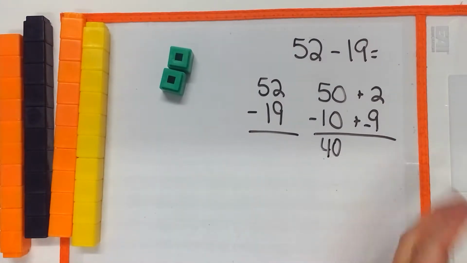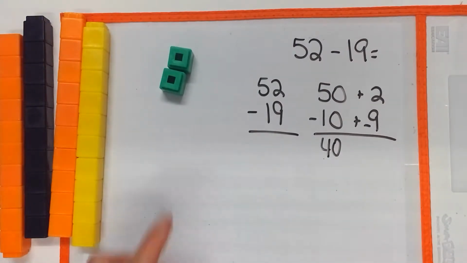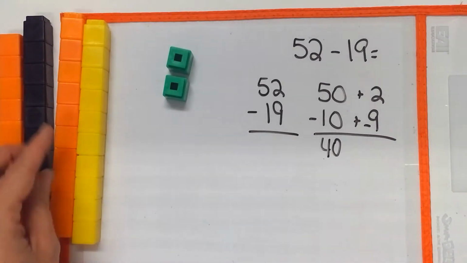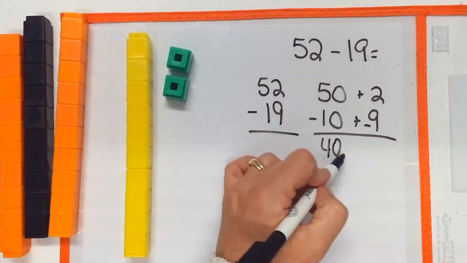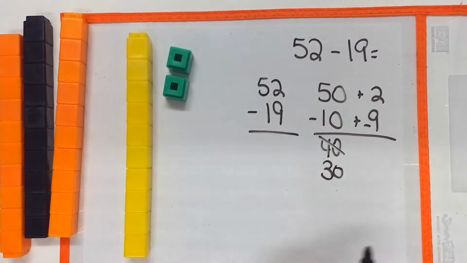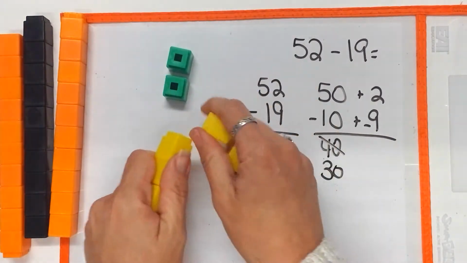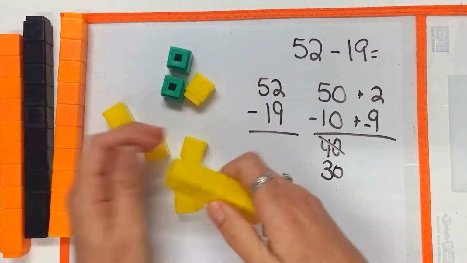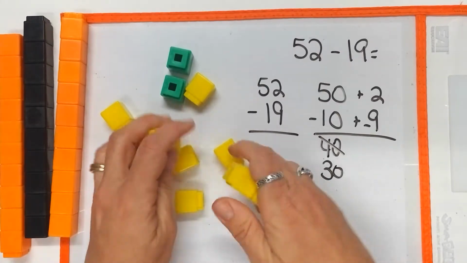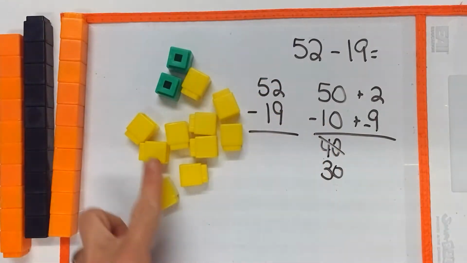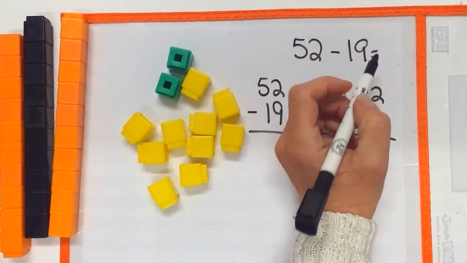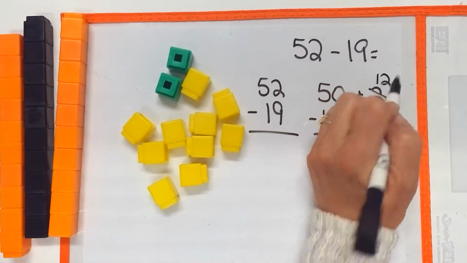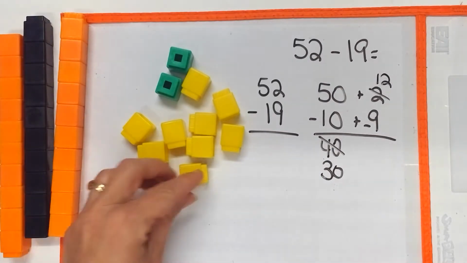Now I'm going to move to my ones, and I need to take away the ones that I have, but I have 2 and I need to take away 9. So this is where we're going to model for the students that I'm going to take this and break it apart. So I have 40, and now I'm going to take away another 10, and I'm going to break this apart into my ones. And now I don't have 10 anymore, and I don't have just 2. I have 2 and 10, so that's going to give me the 12. And then I can take away the 9.